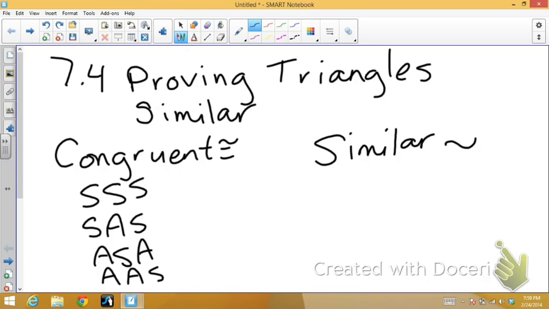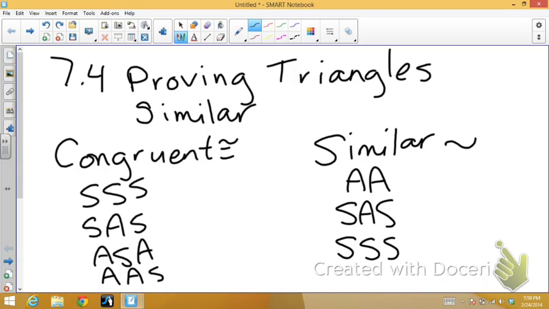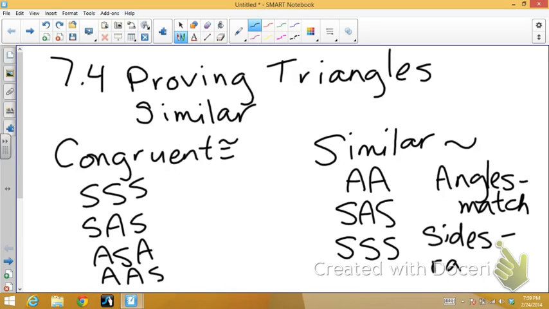Well, we only have 3 ways to prove triangles are similar: angle, angle; side, angle, side; and side, side, side. But this time we're not looking for pieces to be the same. We're looking for the ratios of the sides to be the same. The angles should match. The sides, we want the ratios to match.